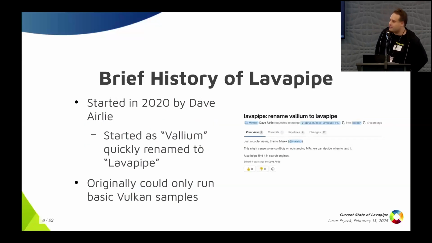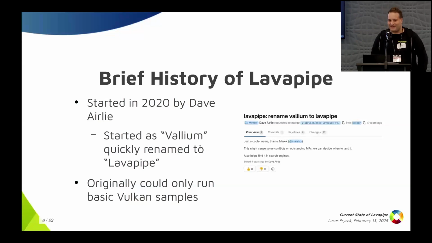A brief history about it. It was started in 2020 by Dave Airlie. He's a pretty prolific contributor in the open source graphics space. You might have heard of it at the time as Valium, which is a strange name. It sounds almost like some kind of medication or something. It was quickly renamed to Lavapipe, which better fits in with the other software rasterizer in Mesa called LLVMpipe for OpenGL.